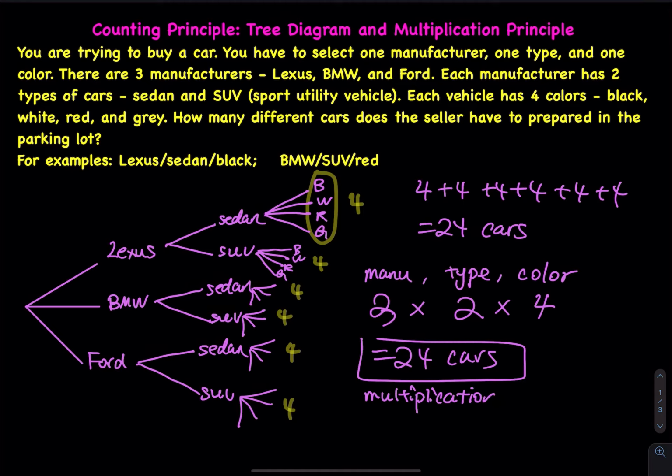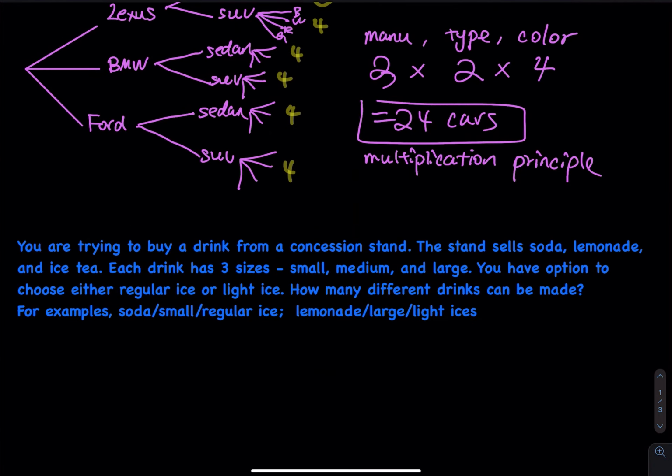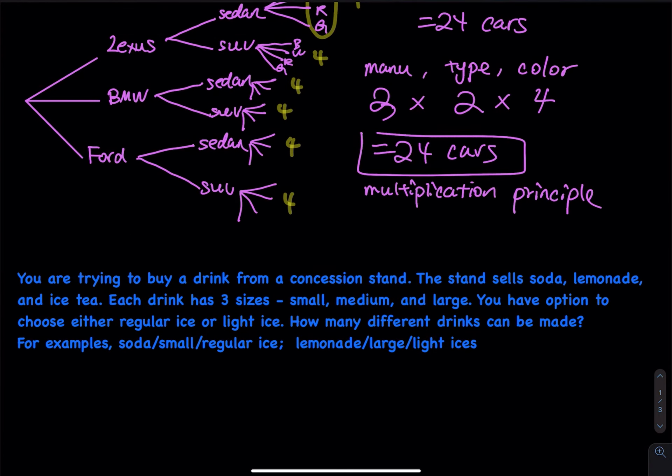Multiplication principle. Let's take a look at another example. You are trying to buy a drink from a concession stand. The stand sells soda, lemonade, and iced tea. So there are 3 options, right?